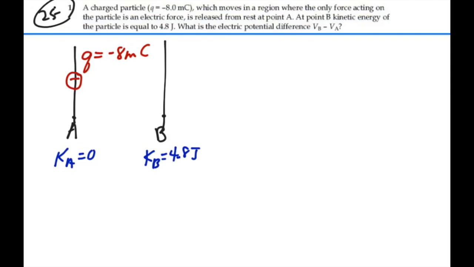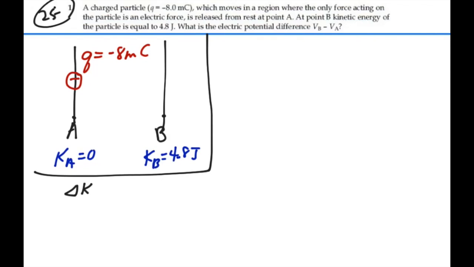So we're gaining kinetic energy as we move from A to B, starting from rest. What that should mean is that this negative charge is going up in potential, because that's the way a negative charge would fall. A positive charge falls down in potential, a negative charge falls up in potential. So we would expect that the potential at B would be higher than the potential at A. Let's see if we can calculate this mathematically.